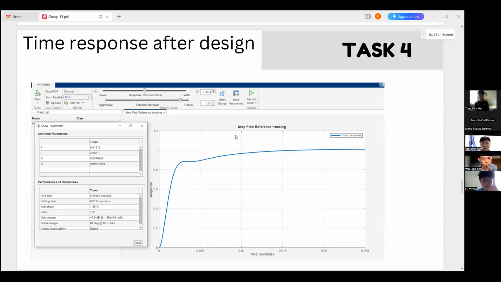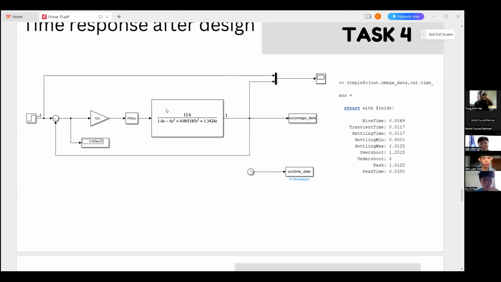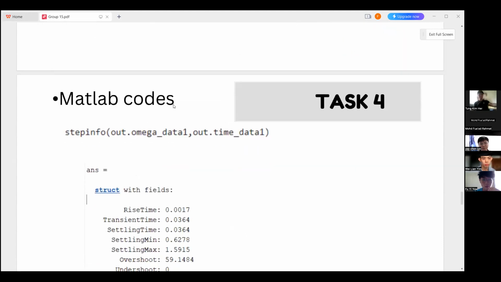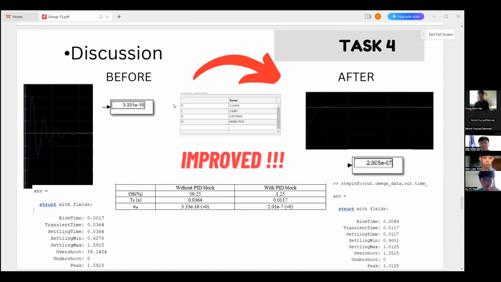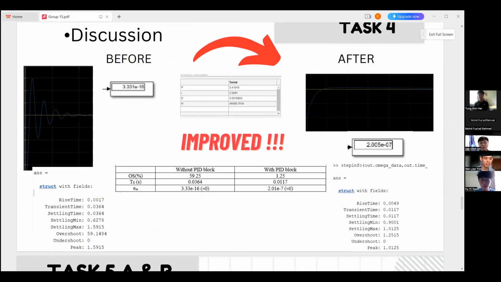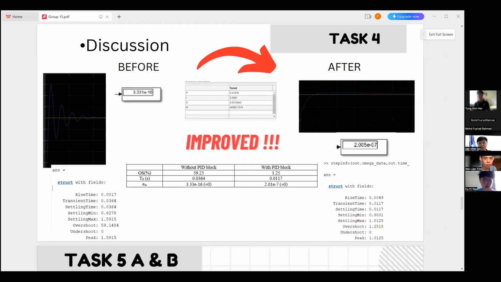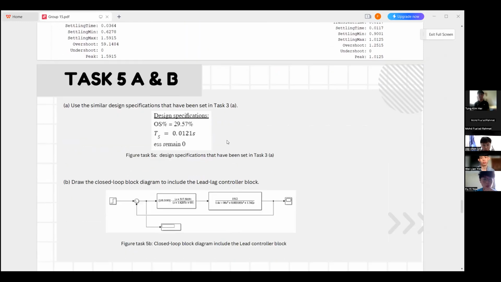For example, by adjusting the slider values under response type and transient behavior, we can quickly obtain the PID gains to achieve the best spec of the system. Okay, we get the best spec of the system, which is 1.25 overshoot and 0.0117 seconds settling time after adjusting the slider. Then we run the Simulink model with these new PID parameters and get the same result. Okay, now William, you explain task 5.